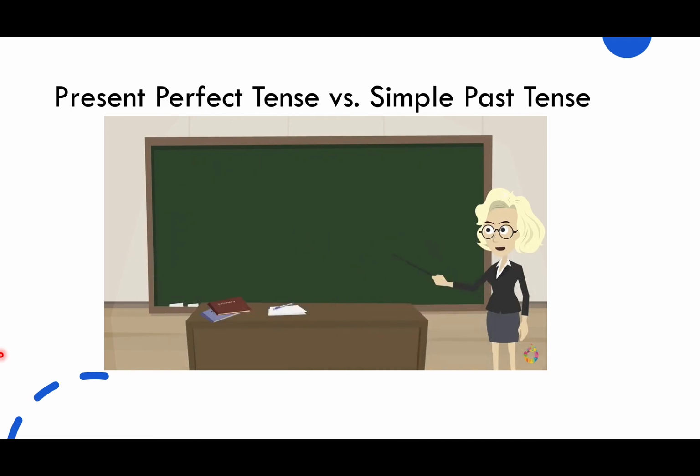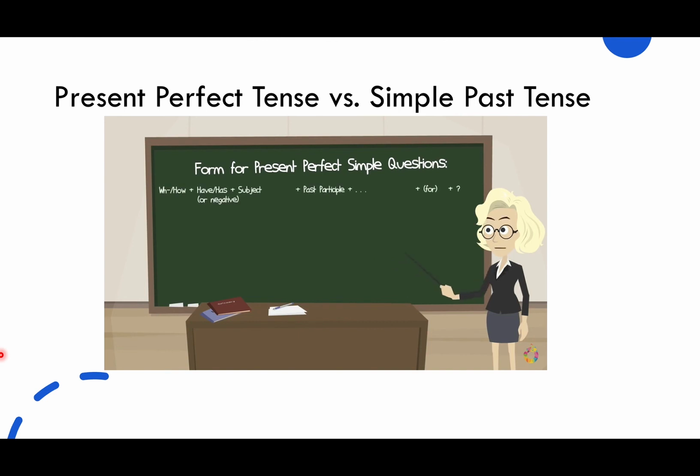Now let's have a look at the form for present perfect simple questions. For open questions, the form is WH our question word plus have, has, or the negative form plus the subject plus past participle plus whatever you want to say plus for. Now the for is optional.